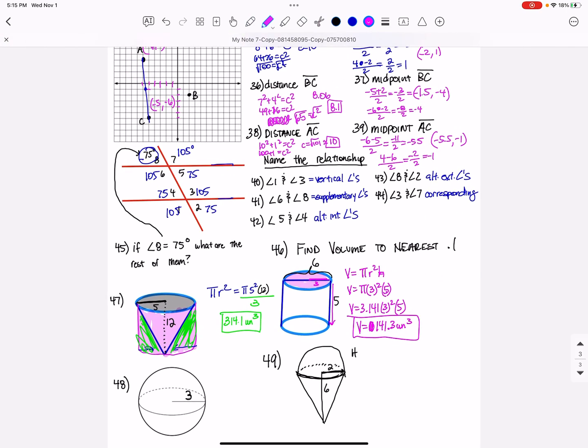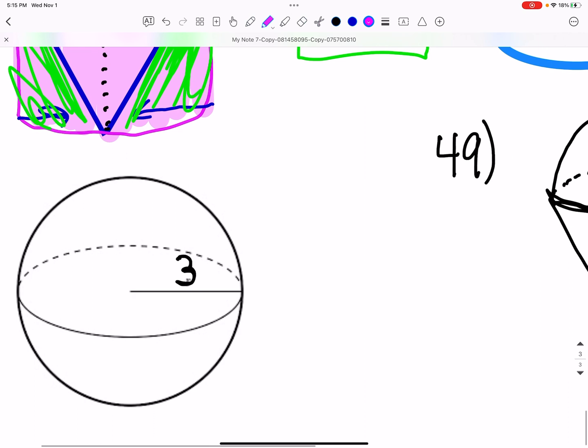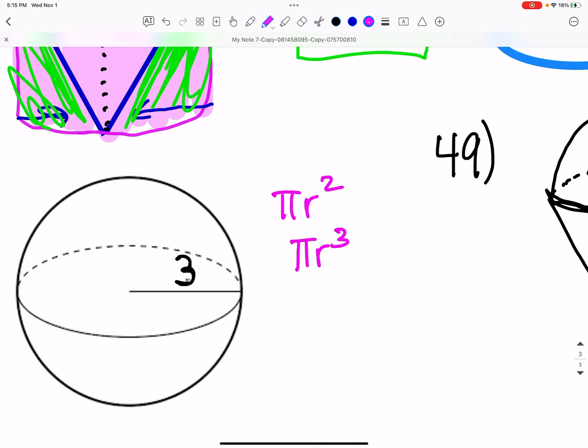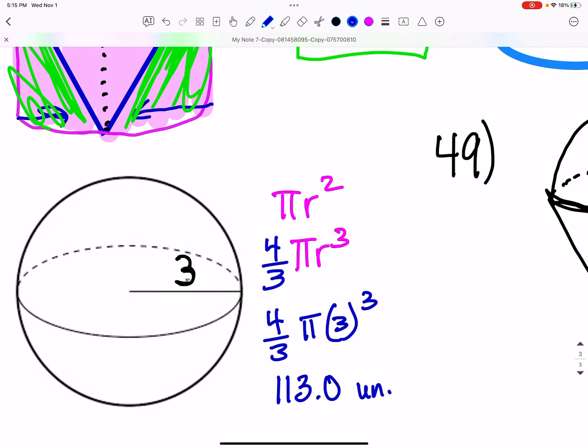All right, 48. We start with a circle, pi r squared, but we make it 3D. So pi r to the third power. And then we have to put a fraction in there, 4/3. So this is just 4/3 times pi times 3 to the third power. In my calculator, I can do 4 divided by 3 equals 1.333 times 3.14 times 3 times 3 times 3 equals 113.0 units cubed.